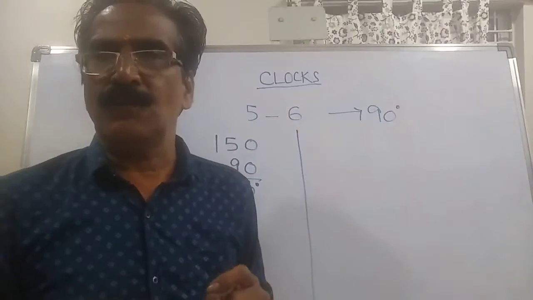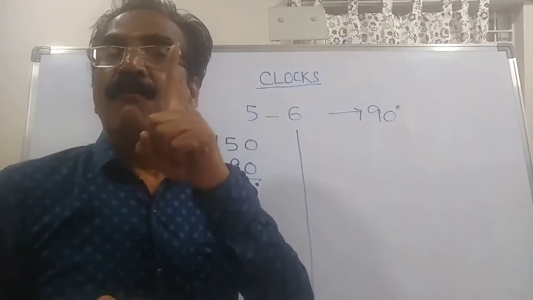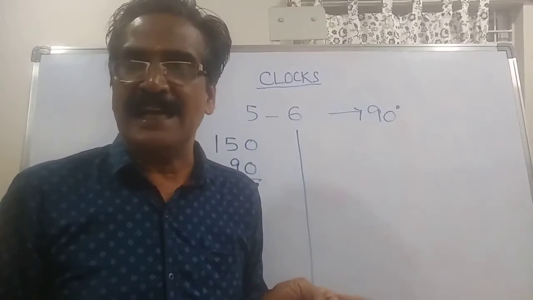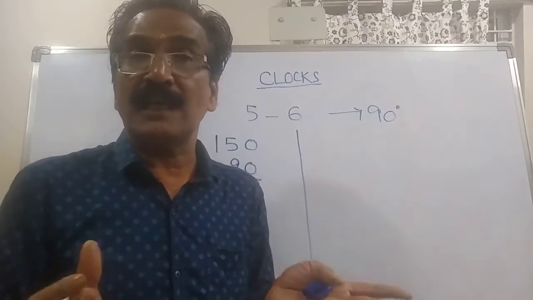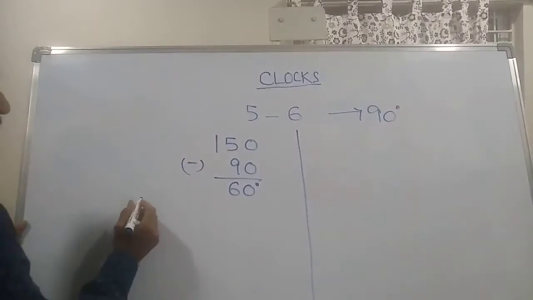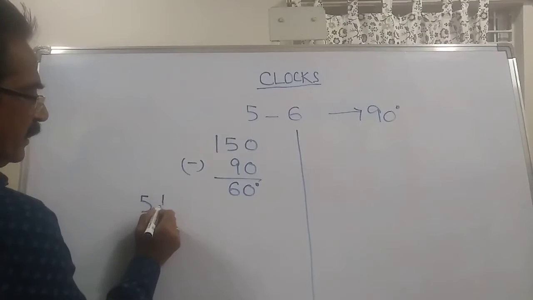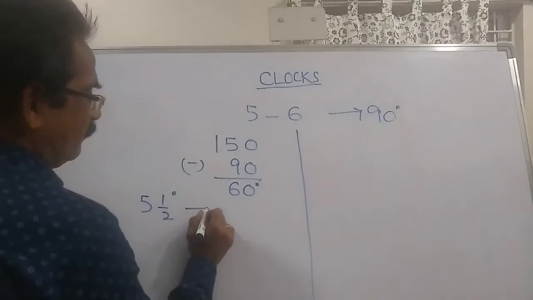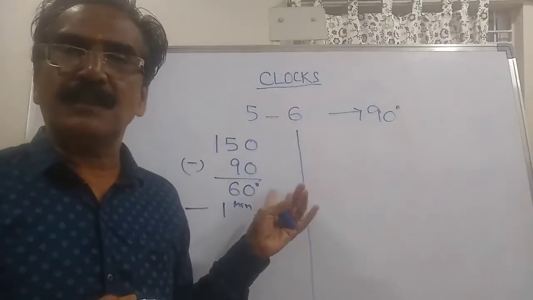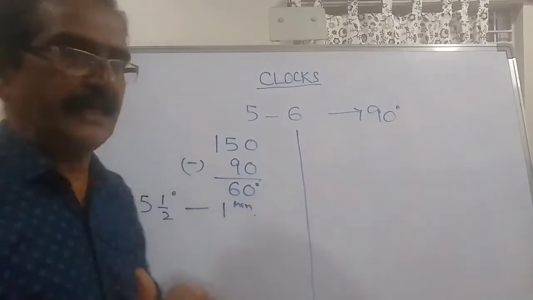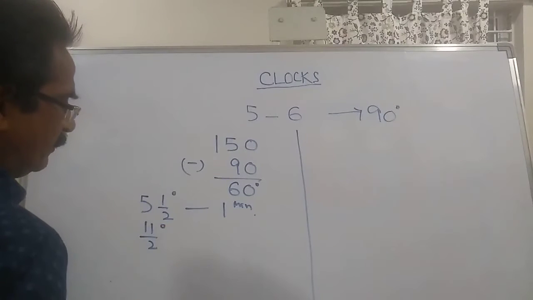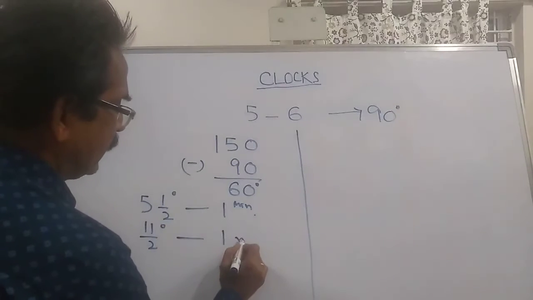We know one fundamental. What is that fundamental? For every 1 minute, 5.5 degrees angle will be reduced between the hands. If we speak in reverse, if 5.5 degrees angle has to be reduced between the hands, 1 minute time must pass. So for every reduction of 5.5 degrees, 1 minute time has to pass. 5.5 means 11 by 2. For reduction of 11 by 2 degrees angle, 1 minute time must pass.